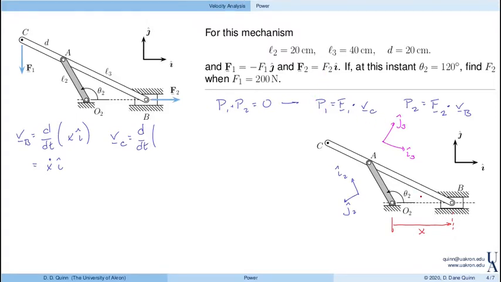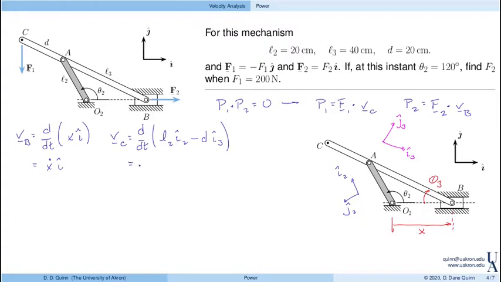To that, we'll include a coordinate, say theta 3, that describes the orientation of link 3 with respect to I and J. So now, the position vector here is a distance L2 in the I2 direction, and then minus, note that this arm extending from A to C is a distance of D, and it's going to be in the minus I3 direction. So we get minus D I3.